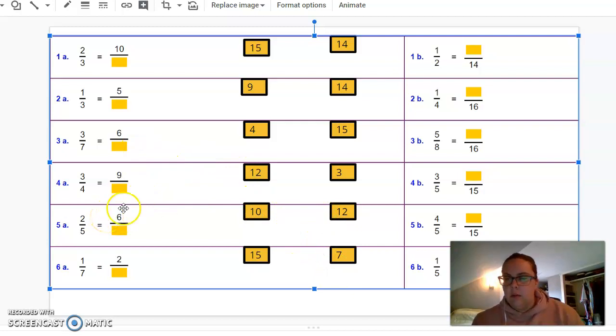I don't think there are any that I really needed to talk about. Just remember whatever you multiply the bottom by. So for example, I just jumped over here. 5 times 3 is 15. That's what you multiply the top by. 3 times 3 is 9. So you would have dragged the 9 over.